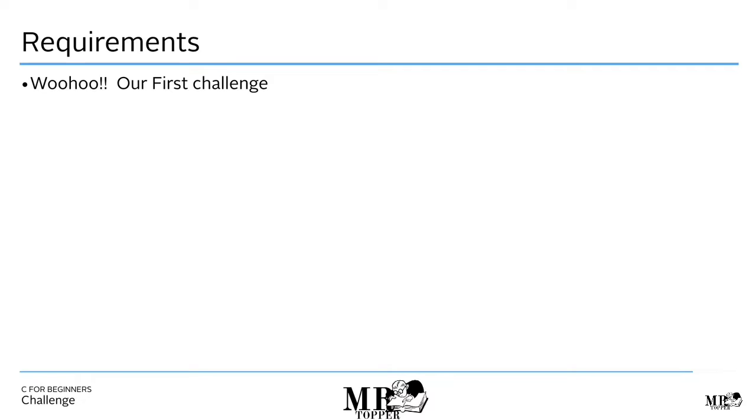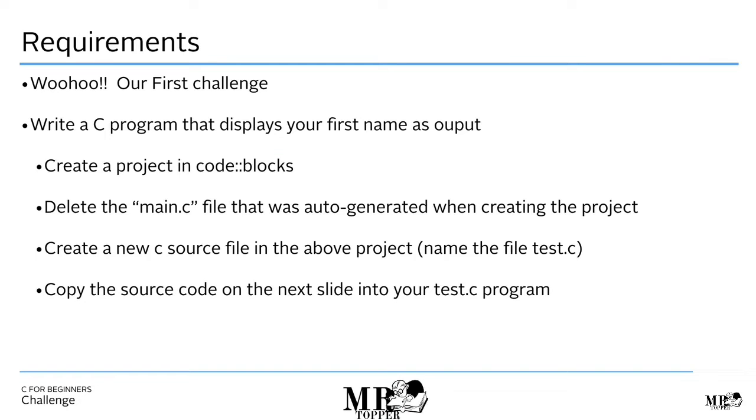Exciting. Our first challenge, our first assignment more or less. And so what I'd like to describe to you is what the challenge is. What are the requirements? What this challenge is going to include is writing your first program. So what we're going to do is you're going to write a C program that displays your first name as output. That's the requirements. That's what I want you to do.